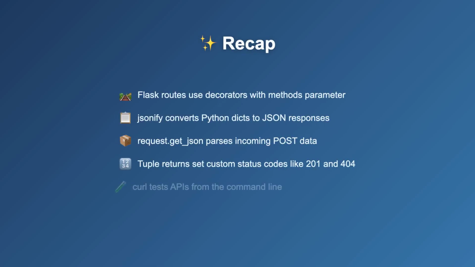Let us recap Flask. Flask routes use decorators with a methods parameter. jsonify converts dicts to JSON responses. Tuple returns set custom status codes. curl tests APIs directly from the command line.